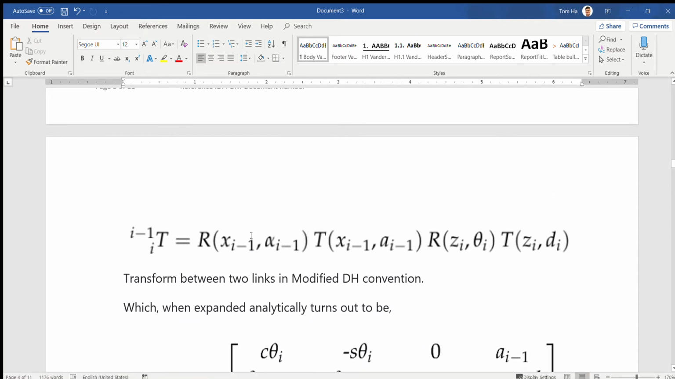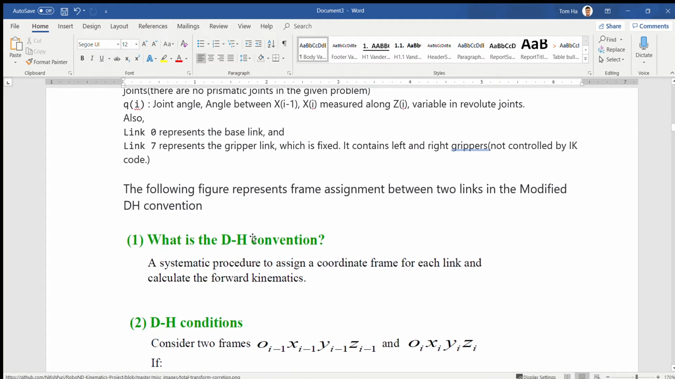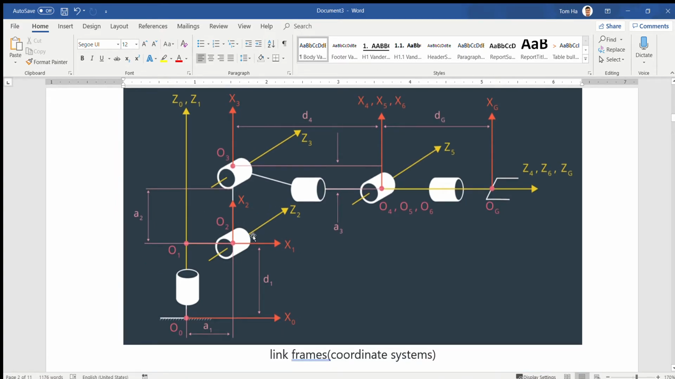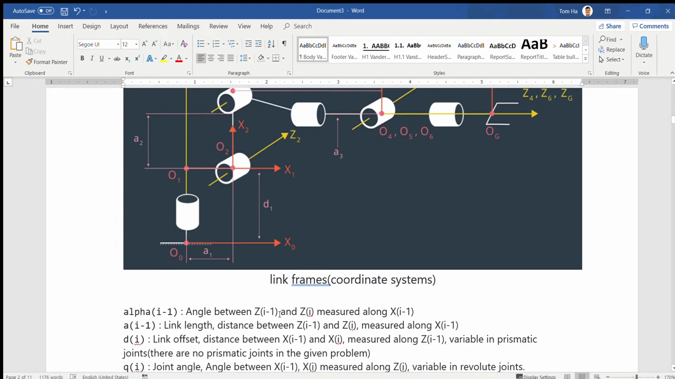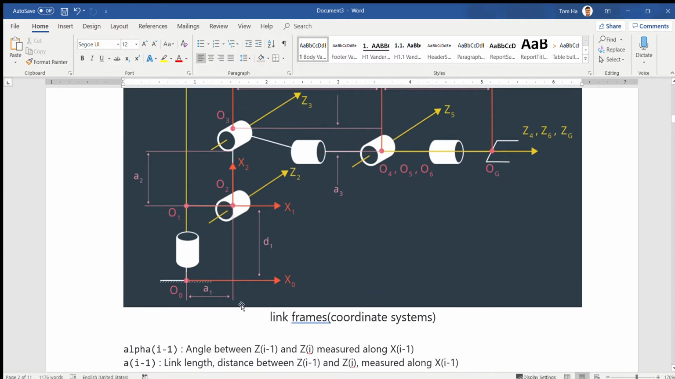So, okay, go back to the example. In the DH convention, you have to note 4 really important parameters to fill in the DH table: alpha, a, d, and theta. Alpha means the angle between Z i minus 1 and Z i, for example frame 0 to frame 1. It means I have to calculate alpha 1, alpha 2, alpha 3, alpha 4, alpha 5, alpha 6.